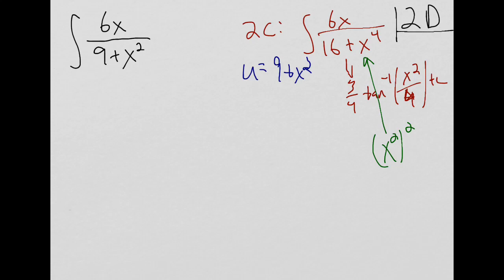Yeah, that says 9 plus x squared, don't worry. And then the derivative of that thing, du, is equal to, the 9 goes away, and the x squared gives me 2x. Notice I have 6x, 2x. I need to multiply both sides by 3 to get the same thing as that. So I get 3 du equals 6x, like that.